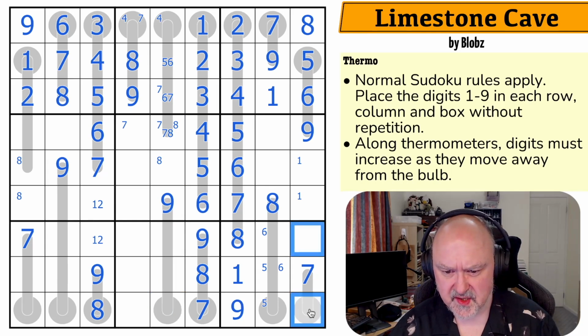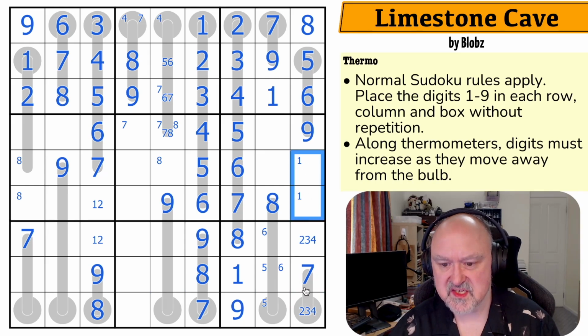So what can these be? 2, 3, 4, because they can't be 5, 6, 7, 8, 9. So these are only from 2, 3, 4. In fact, this entire column is just missing 1, 2, 3, 4. The same as this box is missing 1, 2, 3, 4. So this is 2, 3, 4, 5, 6.